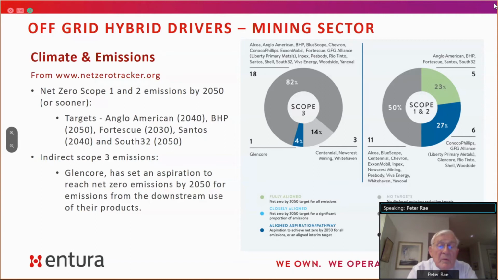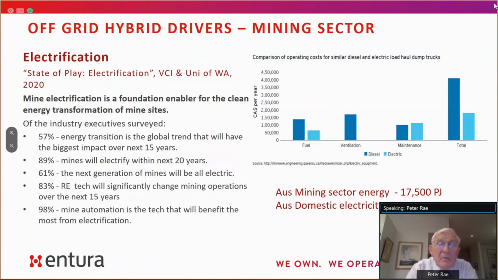And Fortescue is also now developing hydrogen generation, and I would hope that Entura will be able to play a part in the development in Tasmania of the hydrogen generation which Fortescue is developing. It's also developing hydrogen in Queensland and a number of other places in Australia. So that's happening. Glencore, which is a mining company, has set an aspiration to reach net zero emissions by 2050 for emissions from downstream use of their products. And that's an interesting development.